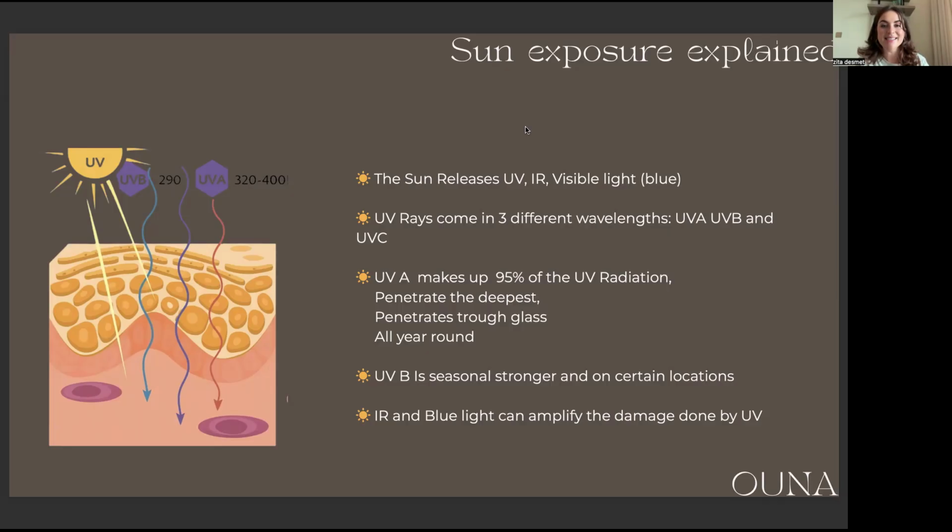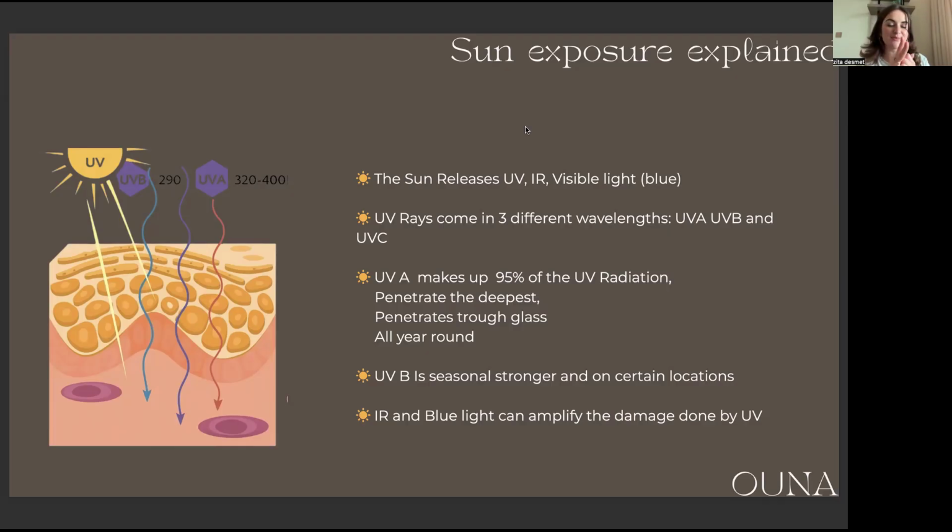The sun releases different rays: UV light, and infrared. Infrared is the heat that we can feel from the sun. It also releases visible light, the spectrum of colors like blue, yellow and purple that we can see with the visible eye. However, I'm going to talk a little more about UV rays, as they are a big component when it comes to sun care.